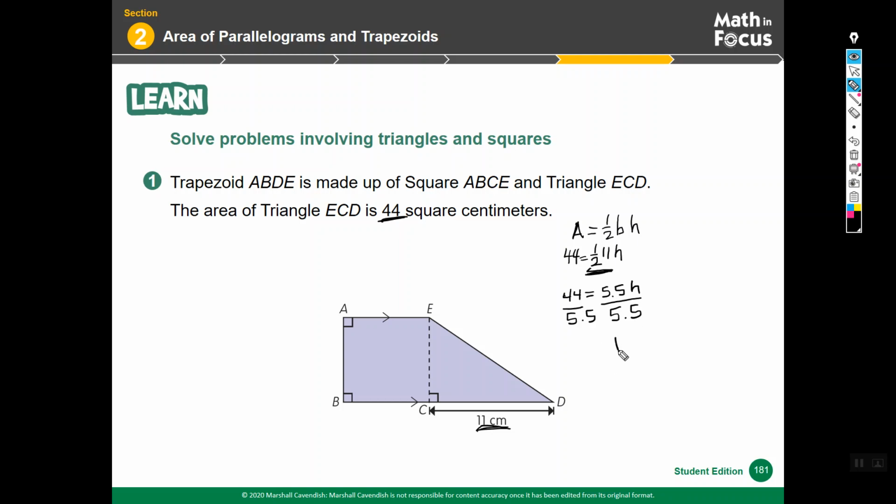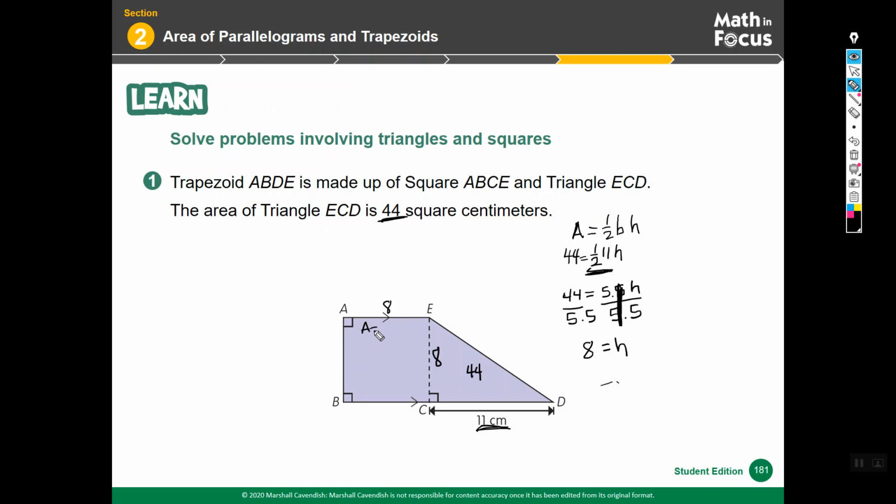And what you get here is this turns into the 1, right? And so it gives us the 1h left, because 5.5 divided by 5.5 is 1. 44 divided by 5.5 is 8. You'll just have to trust me on that. So now I know what this is. So I have this area, which is 44. And now I know that all these sides are 8.